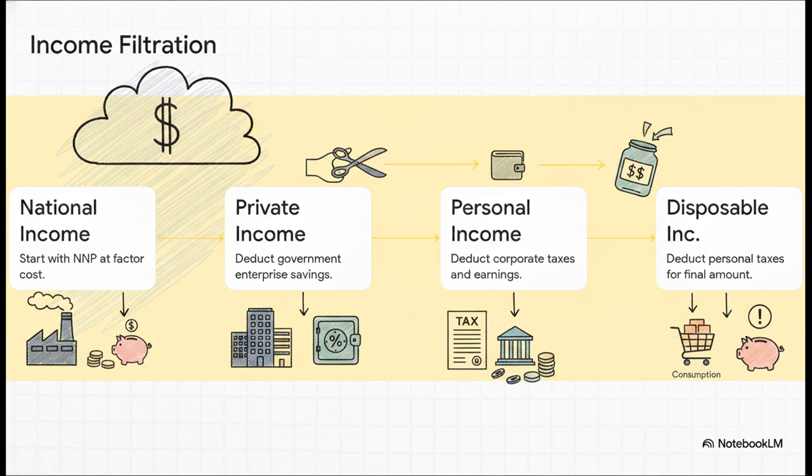Corporations don't just hand you all their profits, right? They hoard retained earnings for future expansion, and they have to pay corporate profit taxes. So those leak out next, leaving us with personal income. Finally, the taxman steps in one last time, taking a slice through direct personal income taxes and miscellaneous fines. What miraculously survives this entire obstacle course and drops out the very bottom of the funnel is personal disposable income. This is the actual, final spendable cash that households can split between consumption and saving.